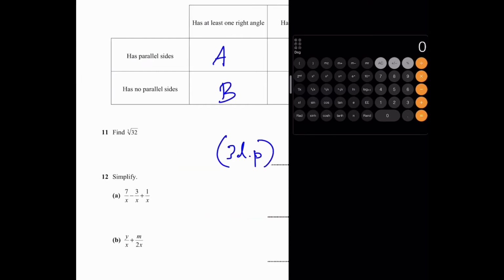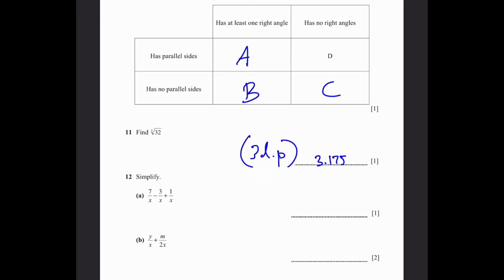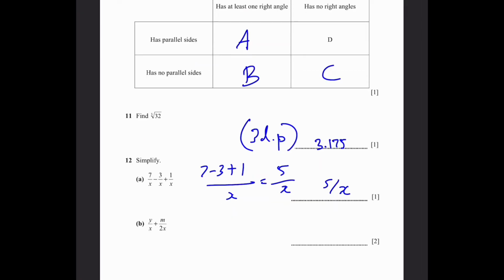Question 12. Simplify A. 7 by x minus 3 by x plus 1 by x. All of these already have the same denominator, so we can just do 7 minus 3 plus 1, the whole divided by x. That will be 5 by x. That's the answer. B. y by x plus m by 2x. To make the same denominator, 2y by 2x plus m by 2x. That's equal to 2y plus m by 2x. That's the answer.